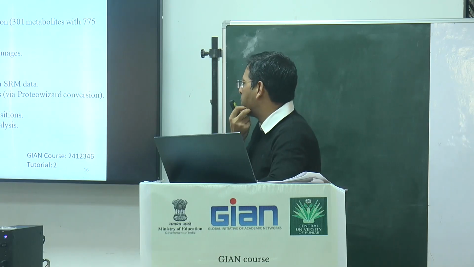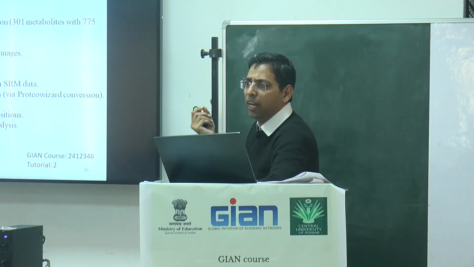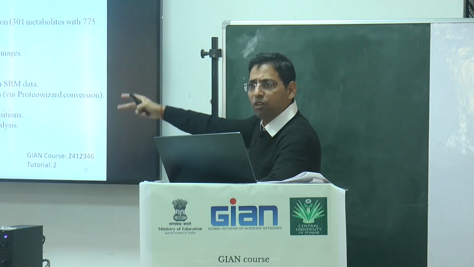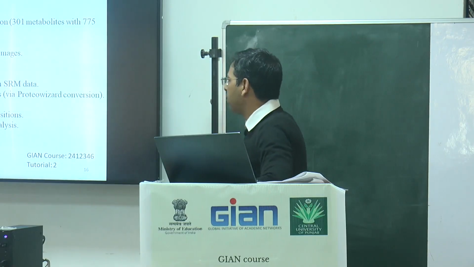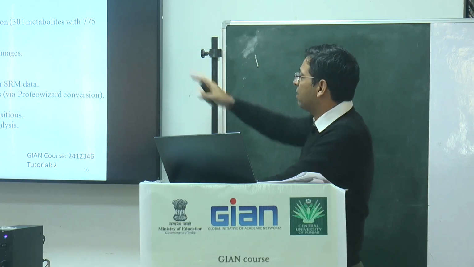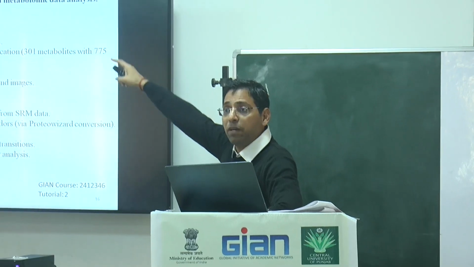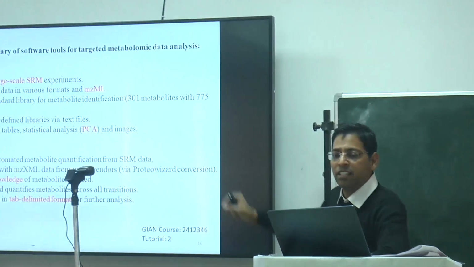MS-DIAL and MZmine perform automated metabolite quantification. These two software are only for metabolite quantification. The second one is quantification from SRM data. That was a big one. SRM experiment. It is only for small SRM data.